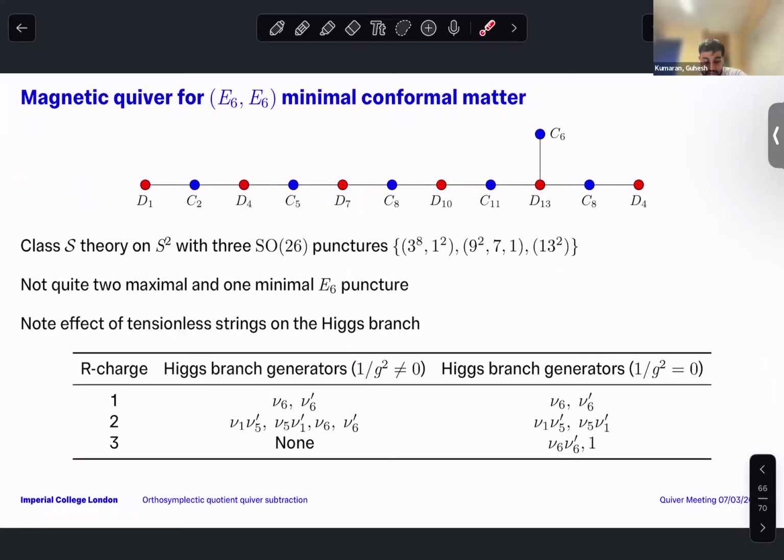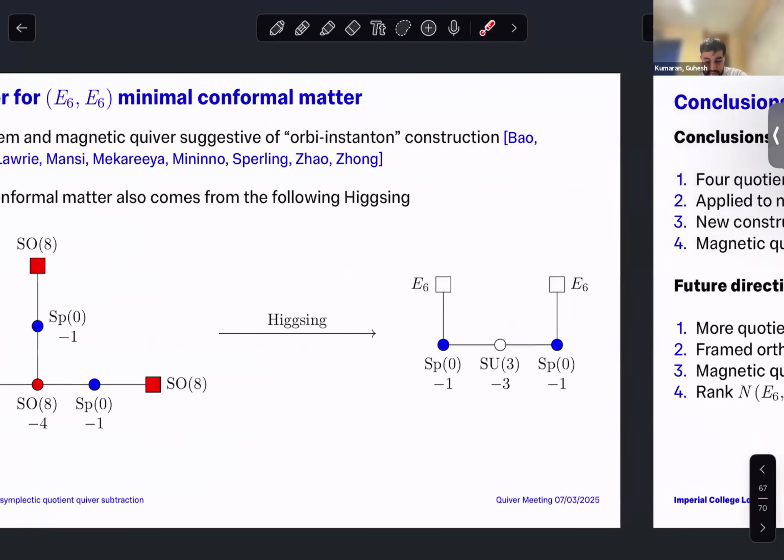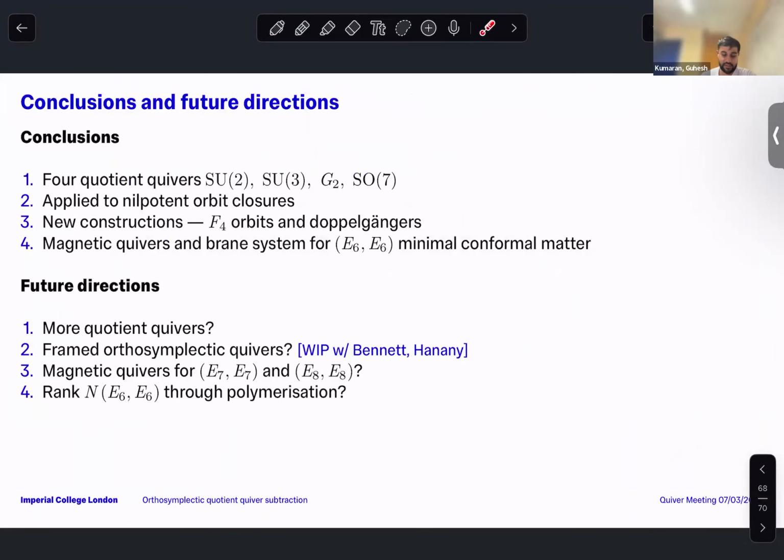This is also a class S theory with SO26 punctures. So I've written the puncture data here. So it's a strange quiver. It has different, I guess, avatars depending on how you want to think about it. One says E6 conformal matter, one says a class S theory. Okay, I might just skip this because we don't need it and conclude.